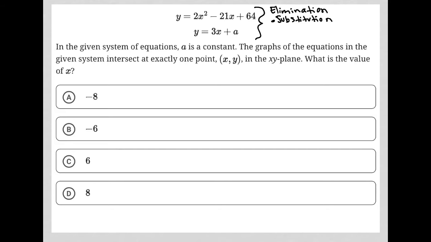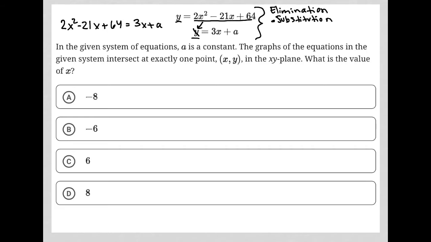And I usually only use substitution if I see that there's a variable isolated, which, honestly, in this case, there is, right? So that means I can take these two equations and combine them into a single equation by replacing this y with what the first equation says y actually is. I'm going to just do that. So this becomes 2x squared minus 21x plus 64 is equal to 3x plus a.